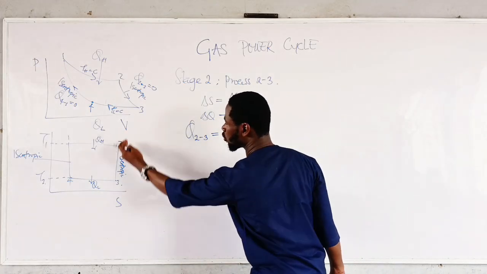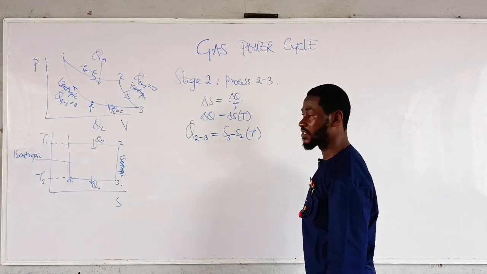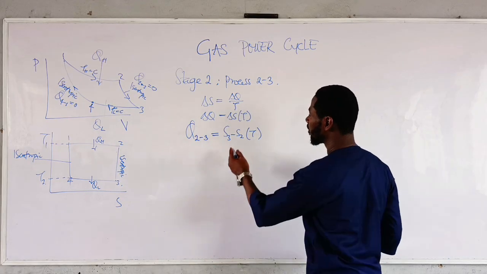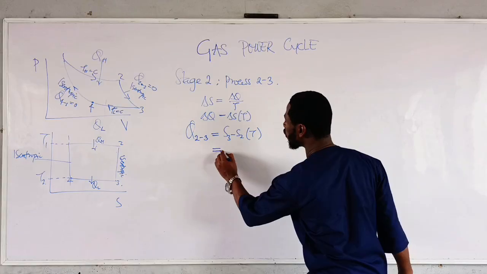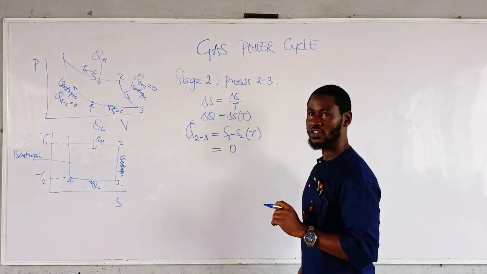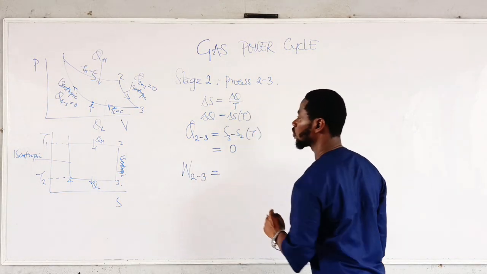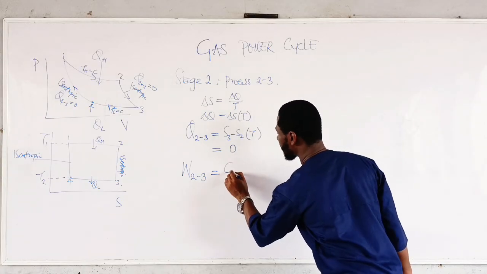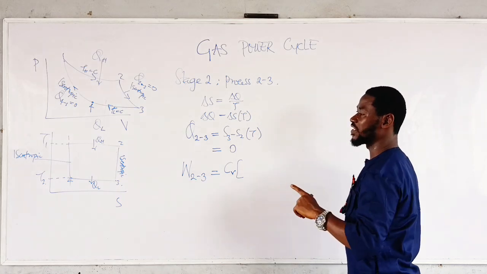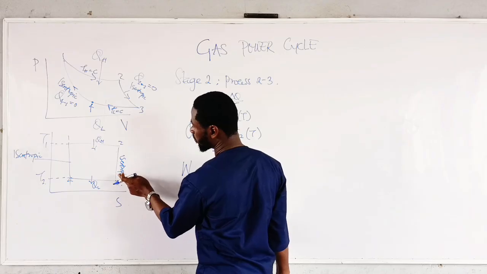And S3 and S2 are on the same vertical line. If their value is 3, for example, which means S3 equals S2 equals 3, then 3 minus 3 becomes what? 0. So Q2 to 3 is 0 at this level. Then what is the work transfer in this case? W2 to 3 equals the specific heat at constant volume multiplied by the temperature change. It's changing from what? Stage 3 to stage 2.